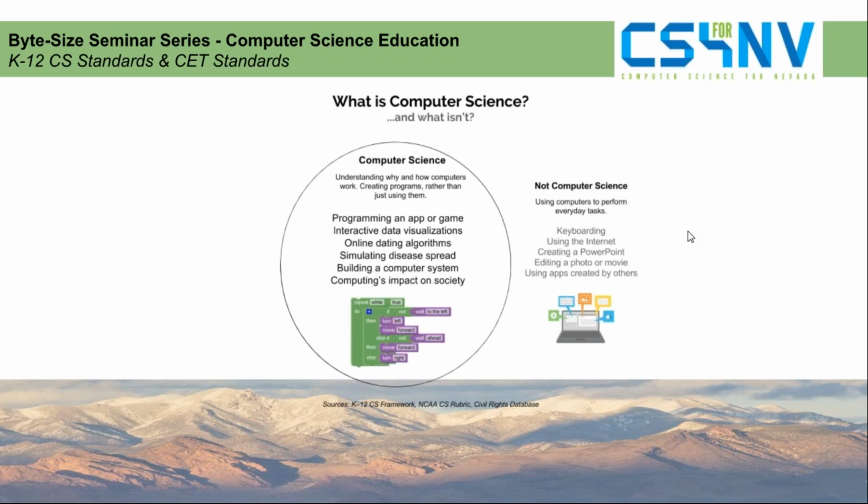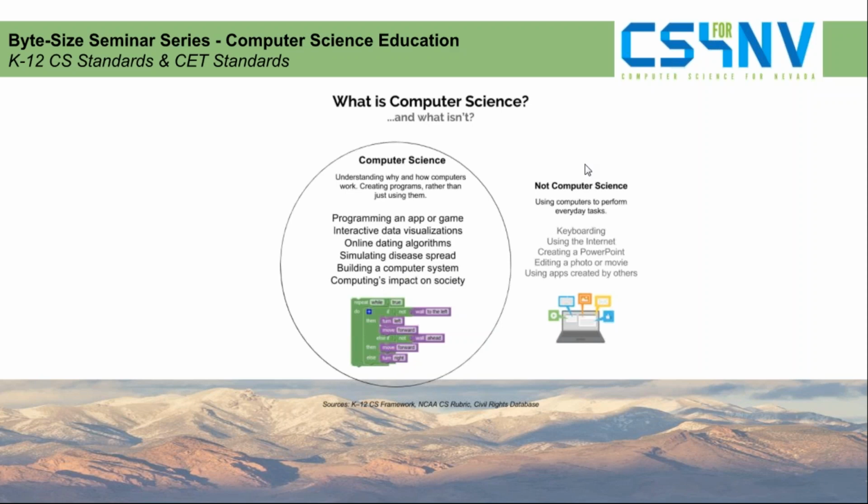So here's what computer science is and what it isn't. Computer science is understanding why and how computers work, creating programs rather than just using them. Those are some examples right there: programming an app or creating interactive data visualizations. Big data is huge right now. At the elementary level, having them practice with gathering data, different color shoes or marbles or something like that, and how it relates together, and how to analyze and evaluate, and well, how do I visualize this, and then moving it onto a computer in an interactive visualization way. So that's computer science, and of course the impact on society.